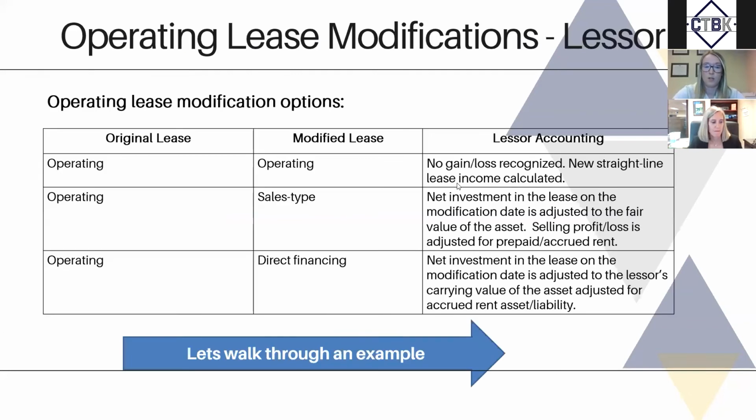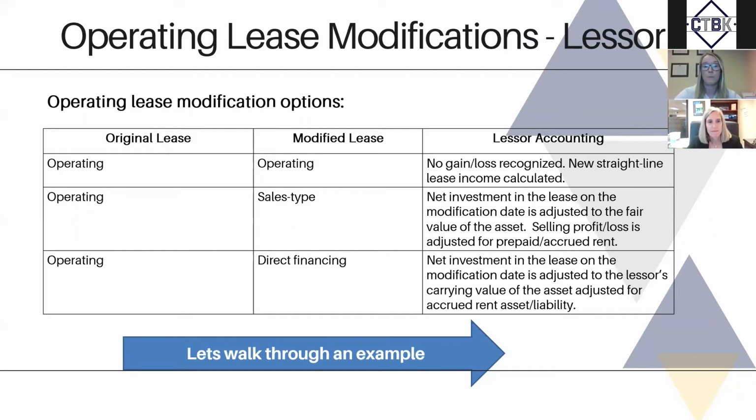So now we'll jump into specific modifications under each type of lease. And again, as Kristi's noted in her sections as well, this is a lot of information and a lot of new technical changes. So I think the examples will help put together what I'm going to talk through. So for operating leases, if the operating lease remains an operating lease, so you looked at the modified terms of the lease, and it's still considered an operating lease, no gain or loss is going to be recognized, and you're going to calculate a new straight line lease income based on the modified terms.